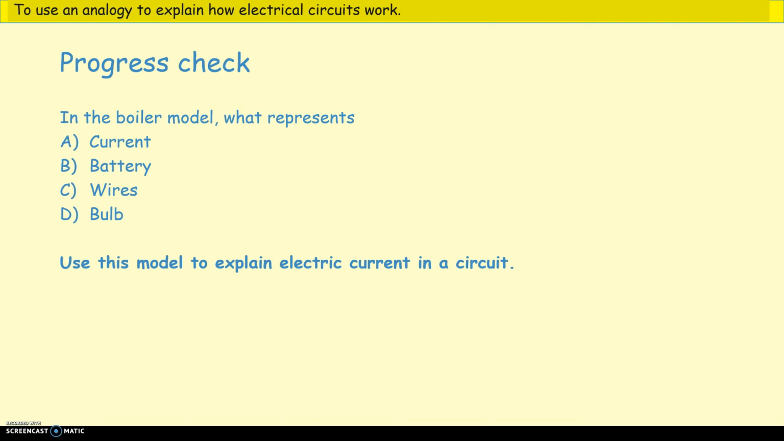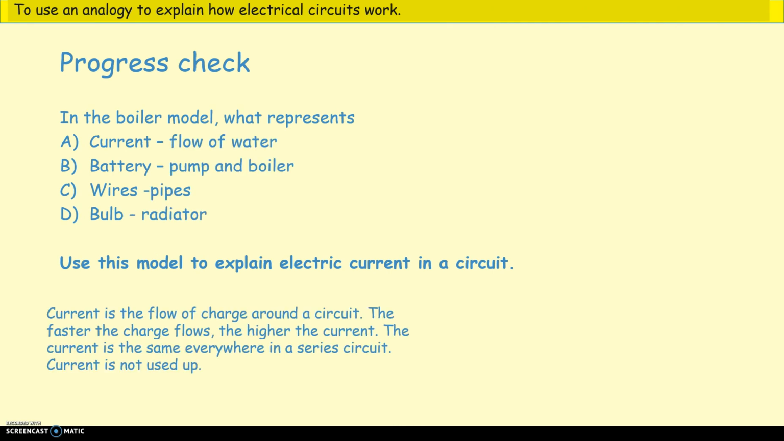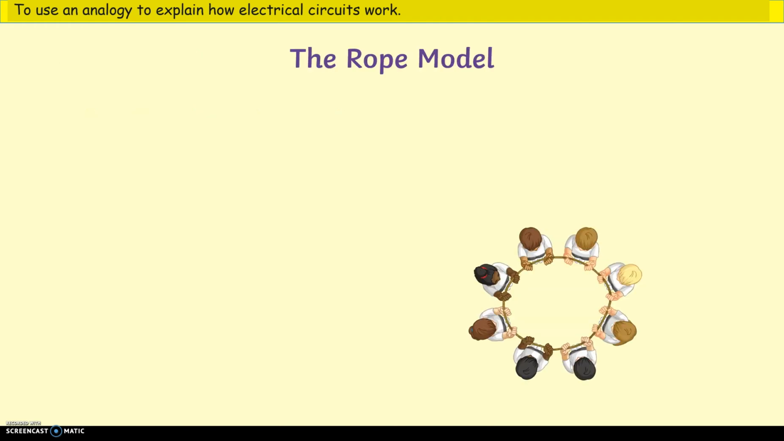So, the flow of water is represented by the current. The pump and boiler represents the battery. The pipes are represented by the wires, and the radiator is represented by the bulb. So the question states, use the model to explain electric current in a circuit. Current is the flow of charge around a circuit. The faster the charge flows, the higher the current. The current is the same everywhere in a series circuit. Current is not used up.